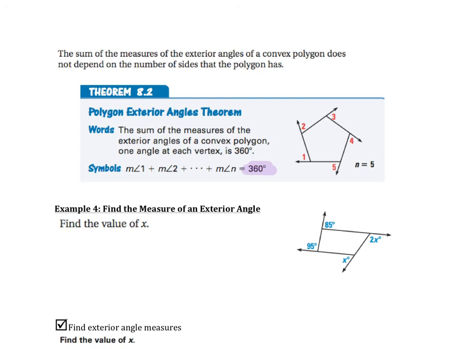So all you do is add up what you have. So I have 3x plus 95 plus 85, which is 180. And no matter what, exteriors always add up to 360. So x would equal 60.